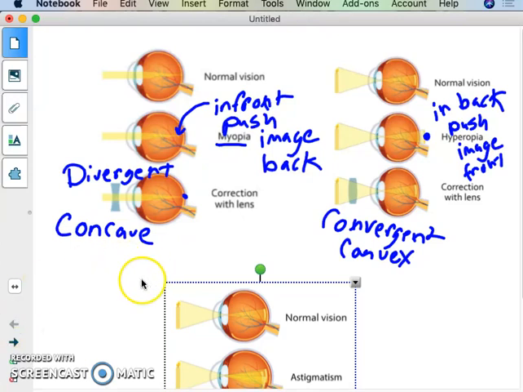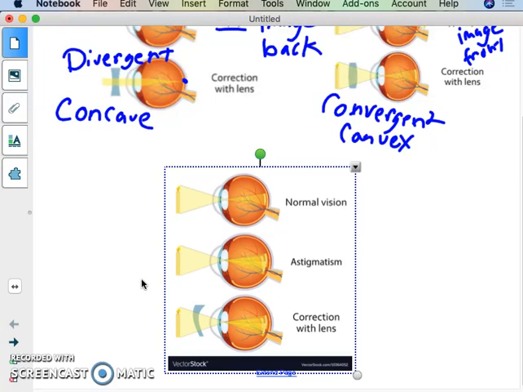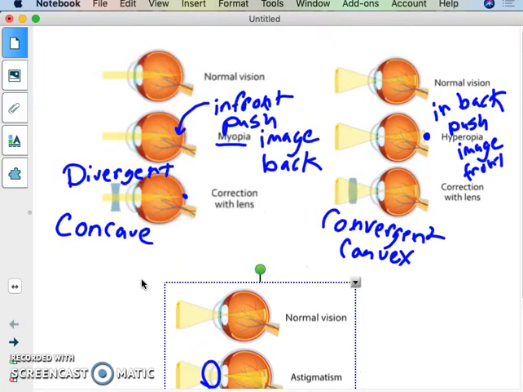There's astigmatism here. I'm just going to show it to you. So remember, astigmatism is blurred vision all the way on the back. It's because of a misshaped cornea, and we just have a funky lens. You don't have to worry about that. The key part is up here, myopia and hyperopia.